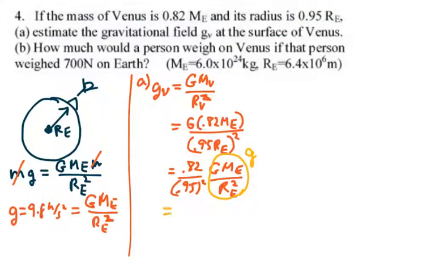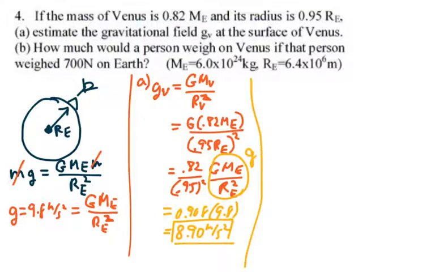So this is going to be equal to 0.908 times 9.8, which is 8.90 meters per second squared. So that is the gravitational acceleration on the surface of Venus, and we didn't really have to know the values of the mass of Earth and the radius of Earth because we did it in terms of those values. So that was a shortcut way of doing it.